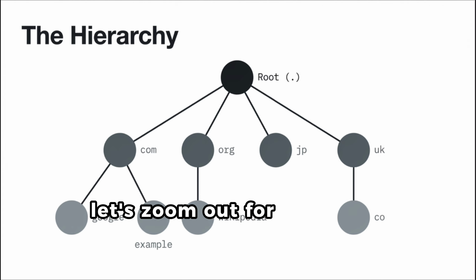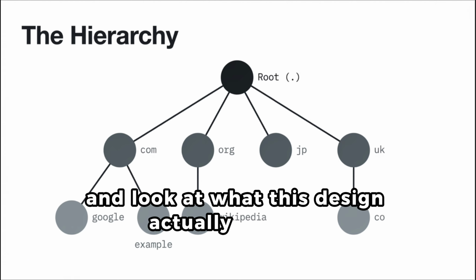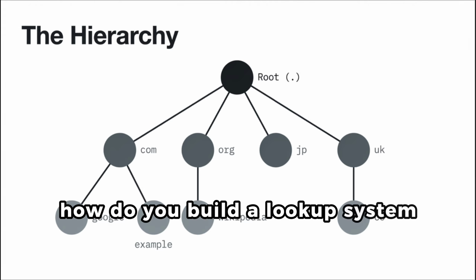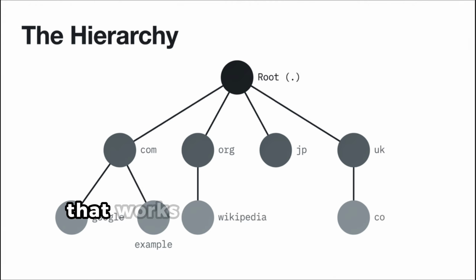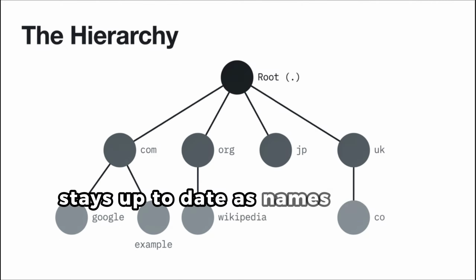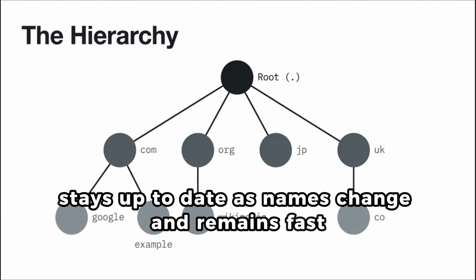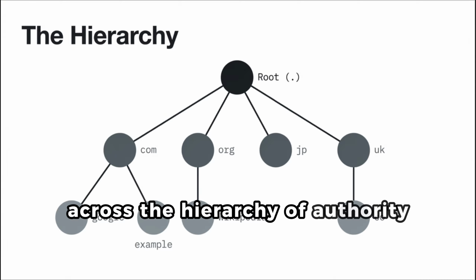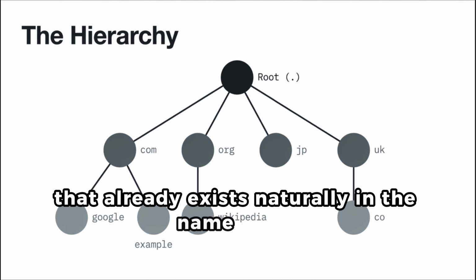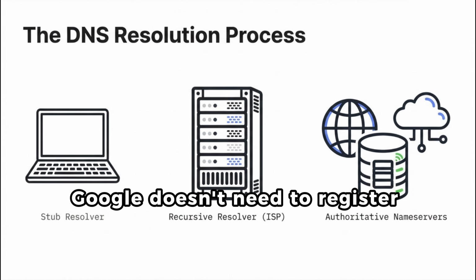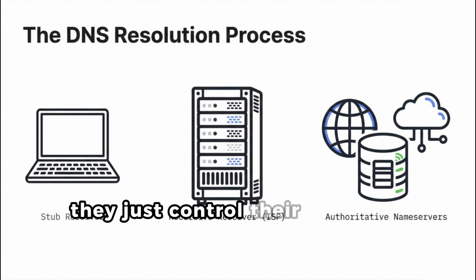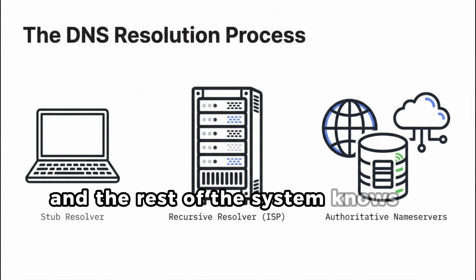Let's zoom out for a moment and look at what this design actually achieves. The problem we started with was, how do you build a lookup system for hundreds of millions of names that works for billions of devices anywhere in the world, stays up to date as names change, and remains fast? DNS solves it by distributing the problem across the hierarchy of authority that already exists naturally in the namespace. Google doesn't need to register every google.com subdomain with a central authority. They just control their own zone, and the rest of the system knows to ask them.